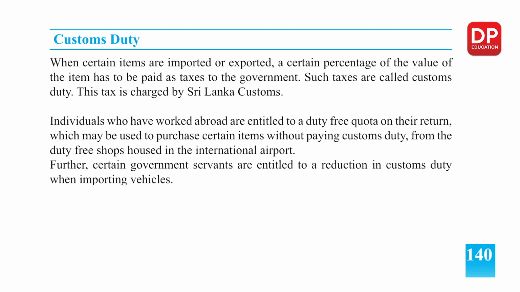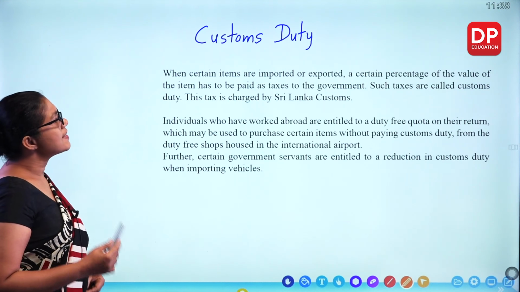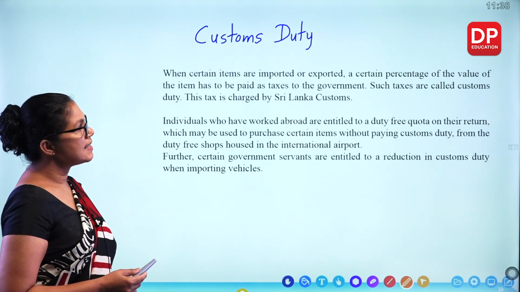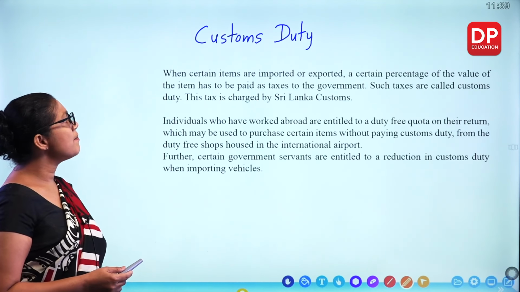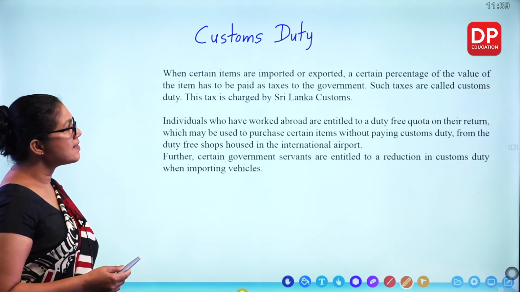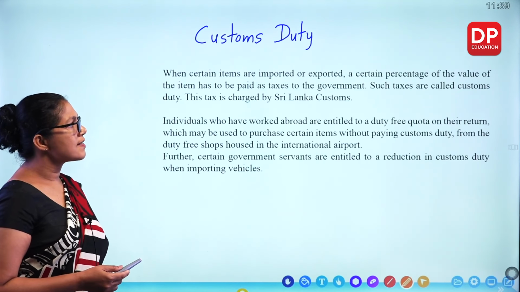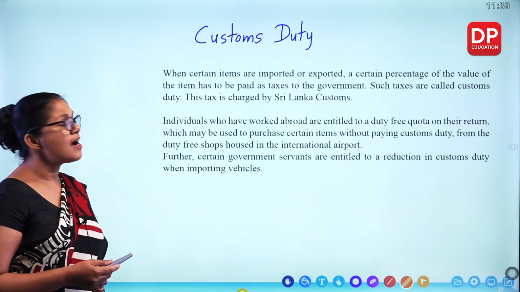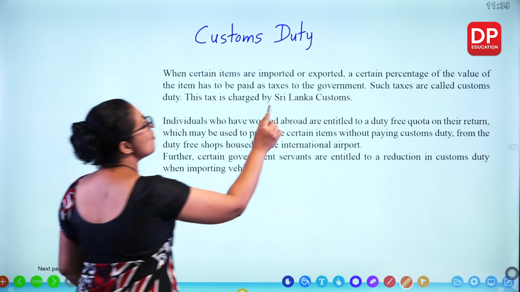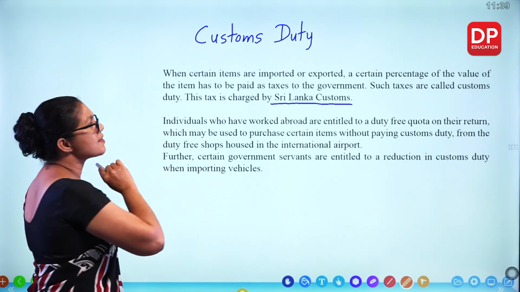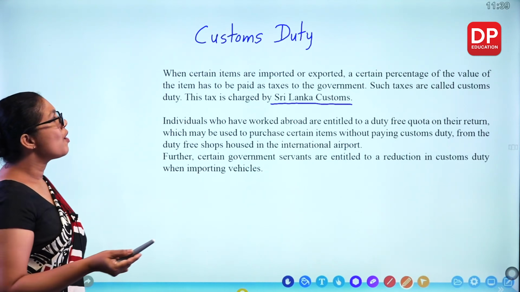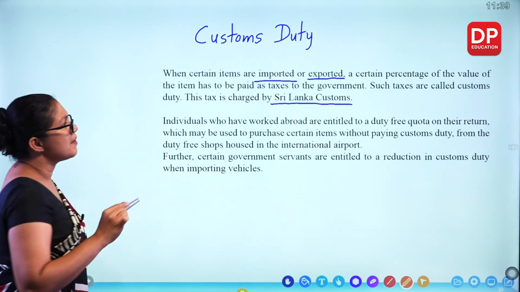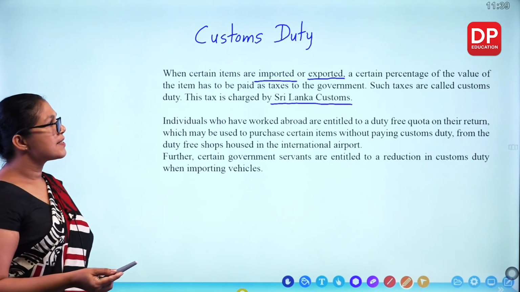Now we'll look at what customs duty is. When certain items are imported or exported, a certain percentage of the value of the item has to be paid as taxes to the government. Such taxes are called customs duty. This tax is charged by Sri Lanka Customs. So we have to pay to Sri Lanka Customs. Why are we paying? When you are importing or exporting any item, they are charging a percentage for that.